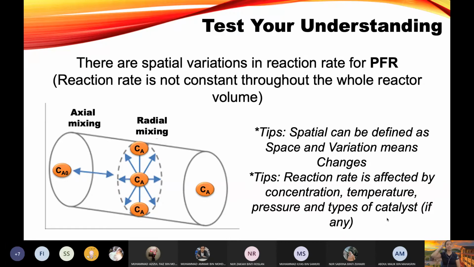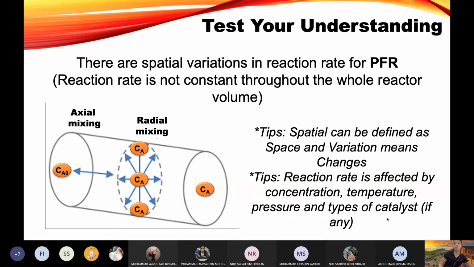Now we go to the last reactor that we will learn to derive, PFR. So PFR is the hardest one to derive. So I will try my best, but if you don't understand, it's very fine, as long as you will learn later how to apply the equation.